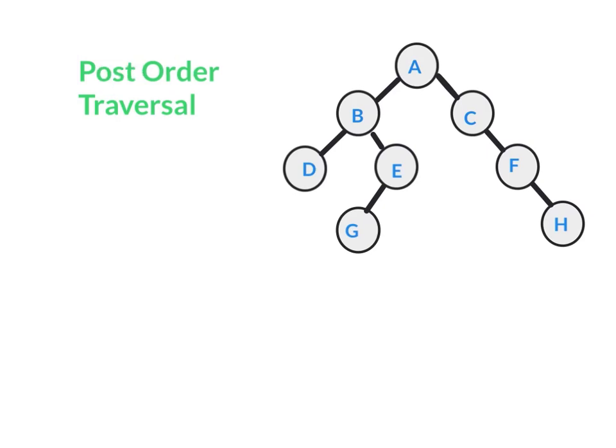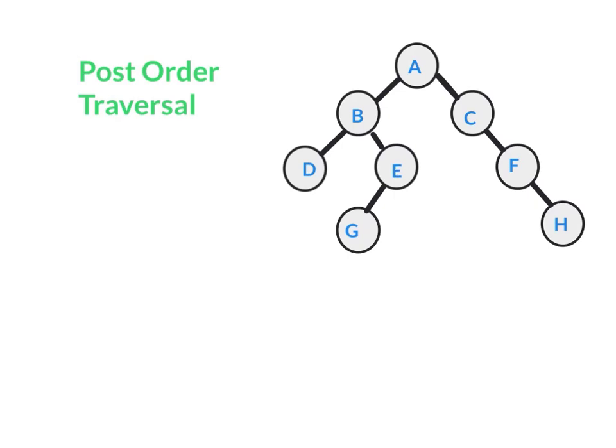So with the post-order traversal, it works similar to what we've seen before, except now we're going to visit the root last. So when I want to go with A, first I'm going to visit the left subtree, then the right subtree. When I visit B, I'm going to visit the left subtree, the right subtree, then B. For E, left subtree, first G, then the right subtree doesn't exist, then E.